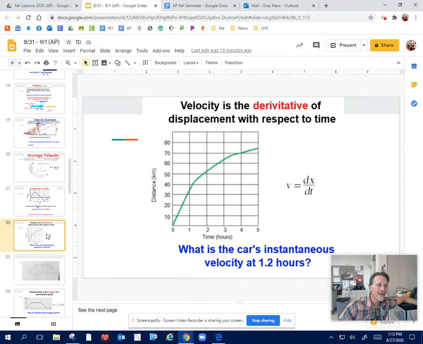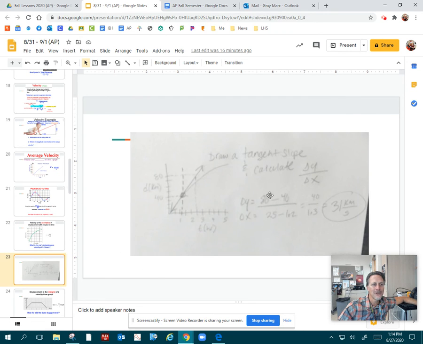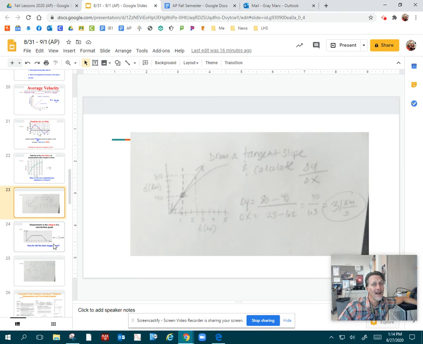Okay. Another thing that we look at is instantaneous velocity. Sometimes we're going to refer to this as the derivative, velocity being the derivative of displacement with respect to time. Now, you can use calculus and do derivatives at this point if you have an equation for this line. But what we're going to do is just draw tangent slopes. So if I want to know what the car's instantaneous velocity is at 1.2 hours, I could just establish where 1.2 hours is on the graph and draw a tangent slope at that point. And then I could just calculate through change of y over change of x. I could calculate my slope at that point, and I've done it right here to show you the answer of how to work that out. That's a skill you'll want to have.